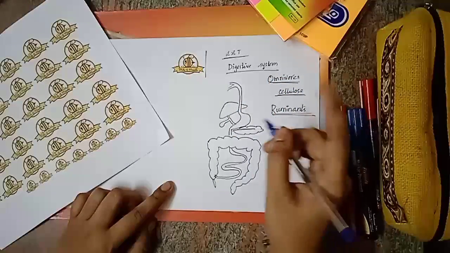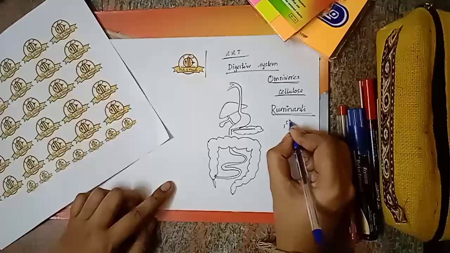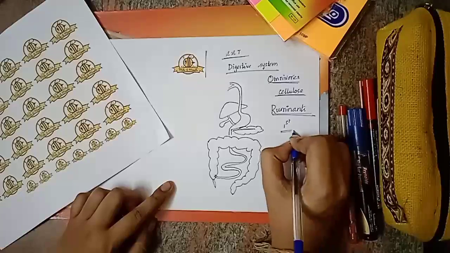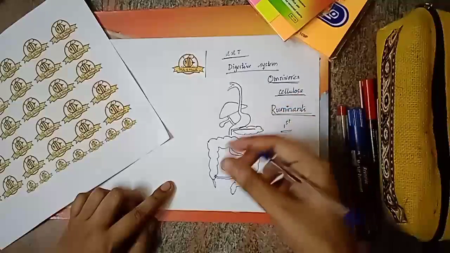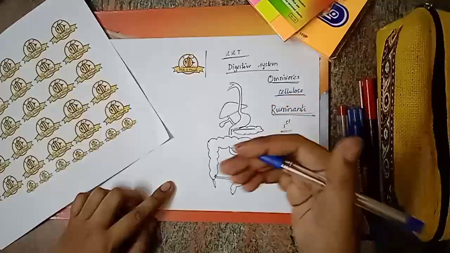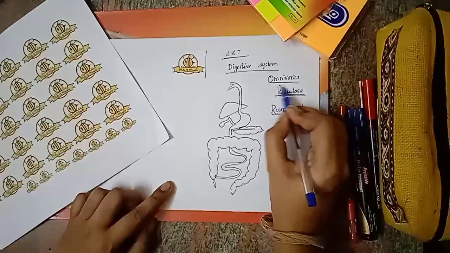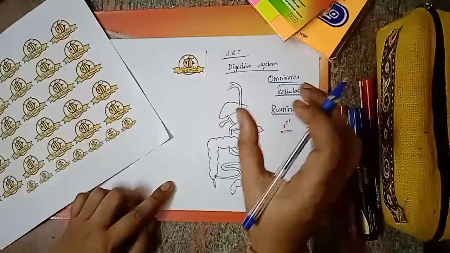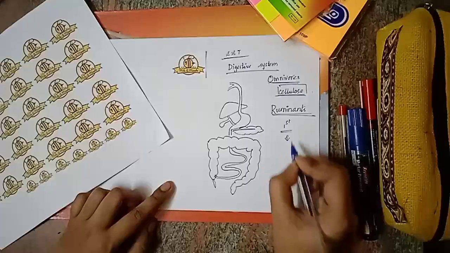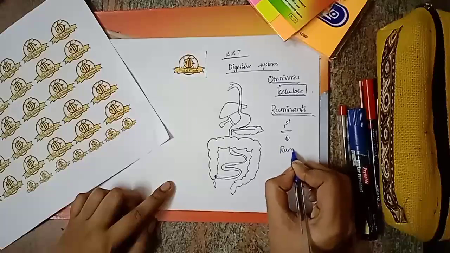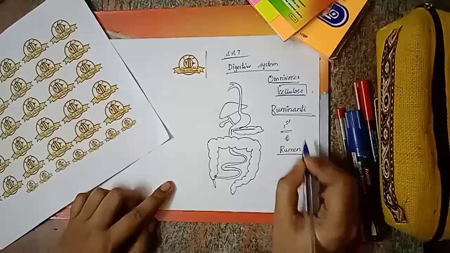It will be present in the stomach's first compartment. In the stomach's first compartment, there is an anaerobic bacteria which produces the cellulase enzyme and it will start breaking the cellulose. So this stomach first compartment is called rumen. So this is present in ruminants.